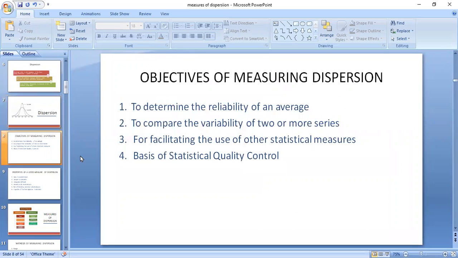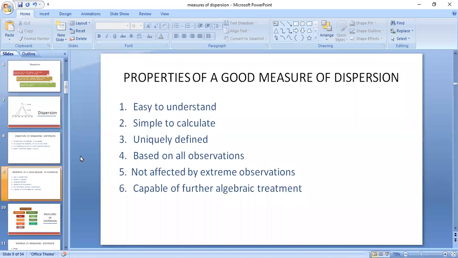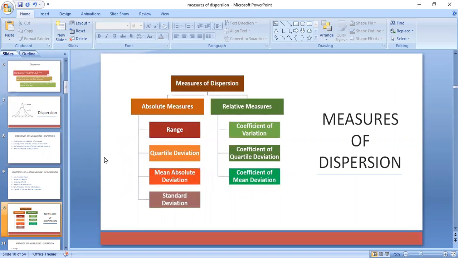Now, objectives of measuring dispersion: to determine the reliability of an array, to compare the variability of two or more series, for facilitating the use of other statistical measures, and as the basis of statistical quality control. Now, what are the properties of a good measure of dispersion? It is easy to understand, simple to calculate, uniquely defined, based on all observations, not affected by extreme observations, capable of further algebraic treatment.